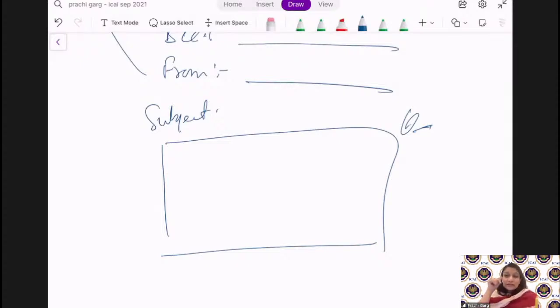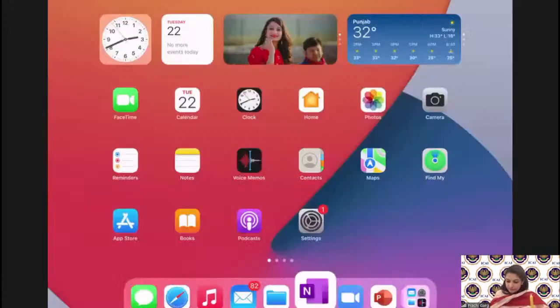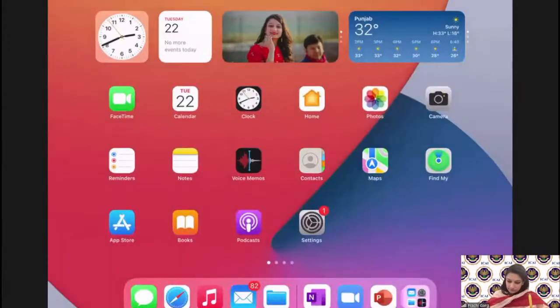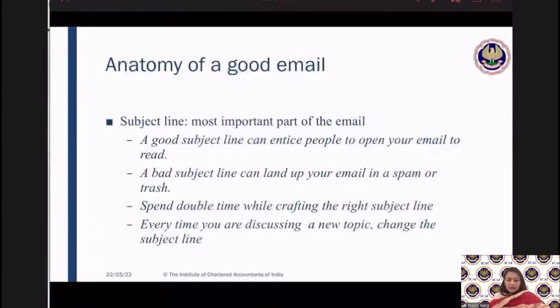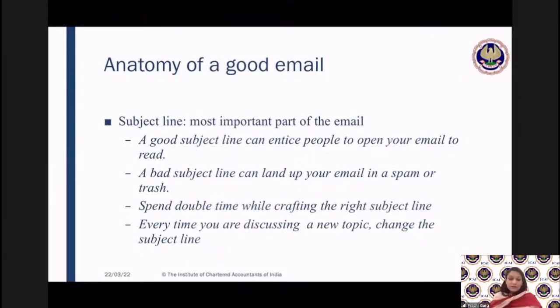I will be discussing everything one by one. Don't worry. Now let's start with the subject line. Like I just told you, the subject line is the most important part of your email writing.